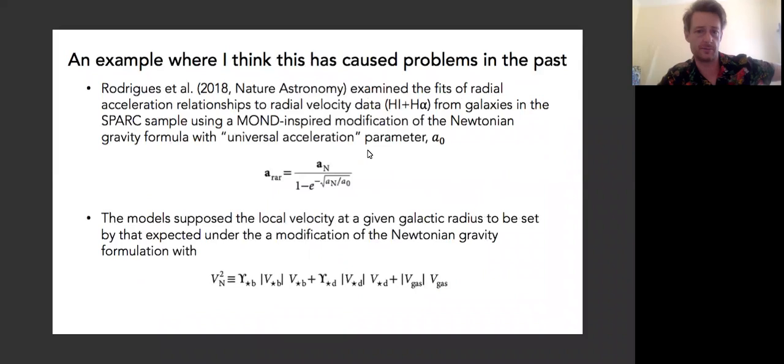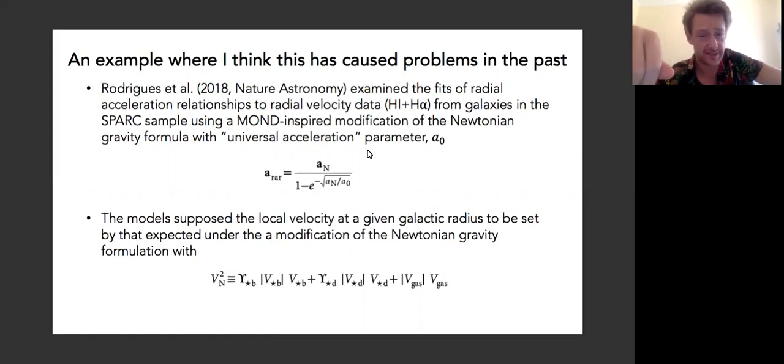So I'd like to talk briefly about a case where I think this has caused problems in the past. There was this study in Nature Astronomy, which I wrote a Matters Arising on, which is the basis for the following. This study looked at the fits of radial acceleration relationships to some radial velocity data from galaxies in the SPARC sample. And what they did was fit MOND-inspired radial acceleration relations to the radial velocity data.